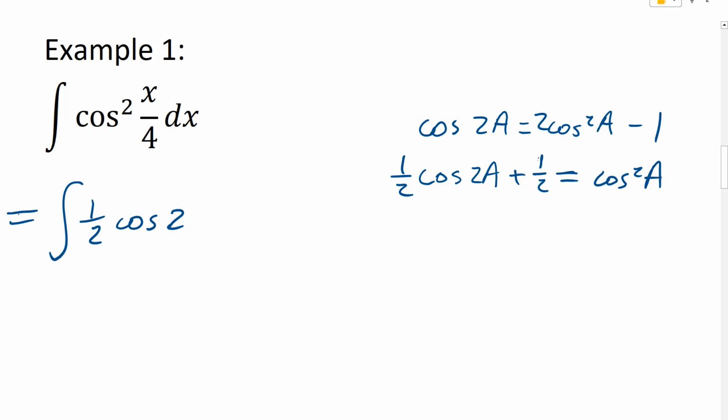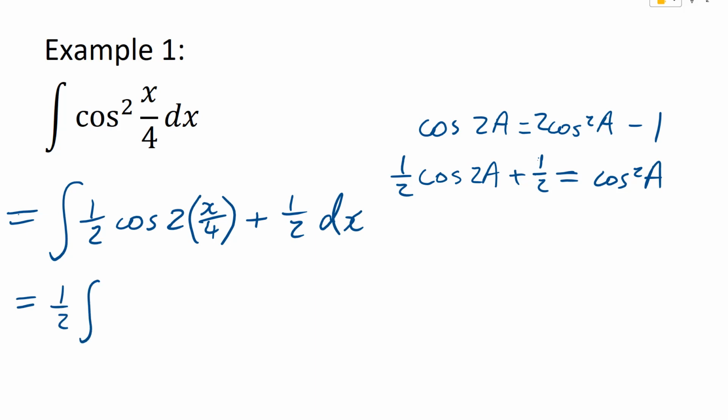So it's the integral of cos 2x over 4, plus a half, dx. We can bring the half out the front, right? And what does this 2x over 4 become? x over 2.